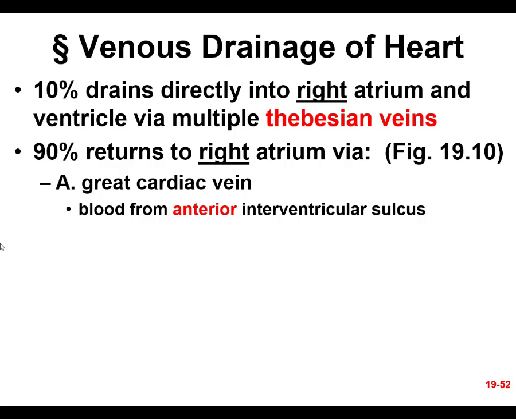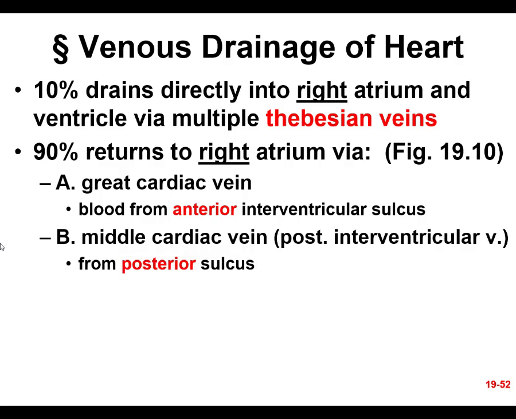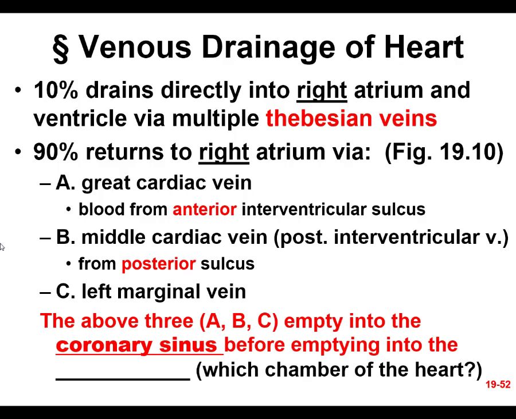I do want you to know that 90% of blood returns from those three locations, and they all empty into the coronary sinus before emptying into where? If it's a vein, where's blood flowing? What is the right upper chamber of the heart? The right atrium. So it has to empty into the coronary sinus before it empties into the right atrium.